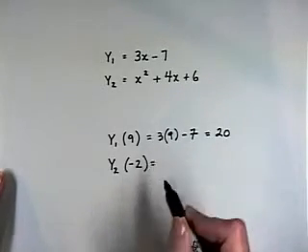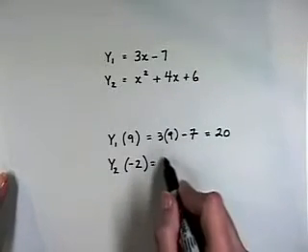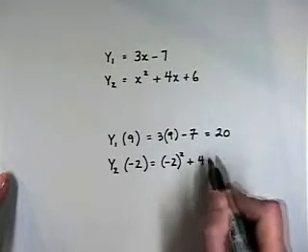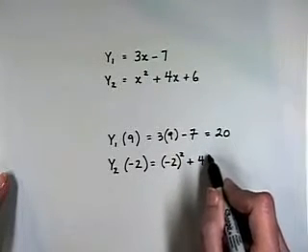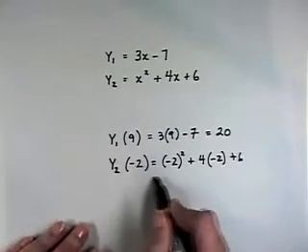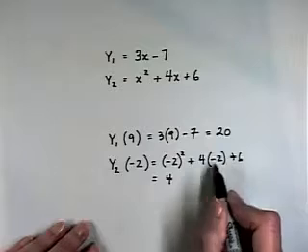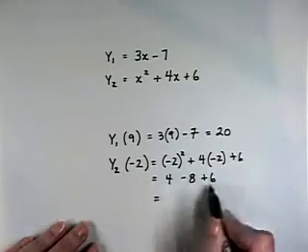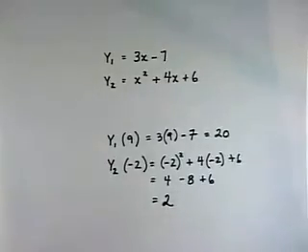Y sub 2 we can do by hand by substituting in a value of negative 2 wherever x is in my function. That's negative 2 squared plus 4 times negative 2 plus 6. This gives us negative 2 squared is 4. 4 times negative 2 is negative 8 plus 6. And we get negative 4 plus 6, which gives us a value of 2.